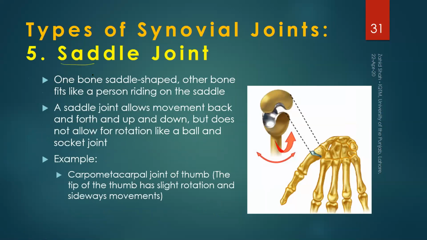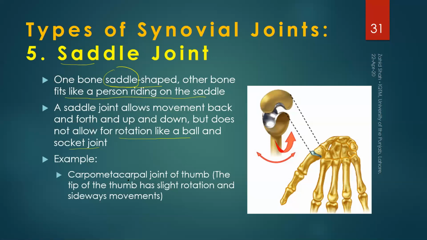In the saddle joint, one bone is saddle shaped and the other bone fits like a person riding on the saddle. So one bone is just like a seat and the other is just like someone sitting on that seat, similar to the seat or saddle of a horse. The saddle joint allows movement back and forth and up and down, but does not allow rotation like a ball and socket.